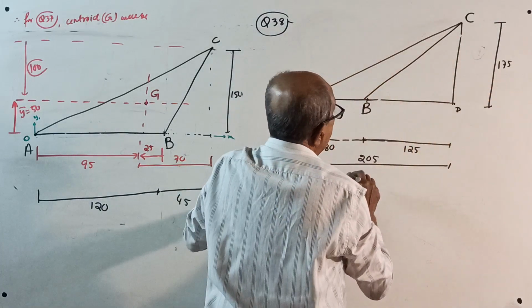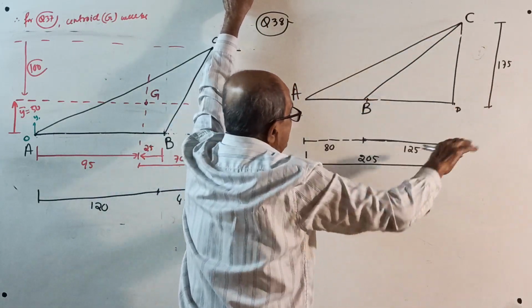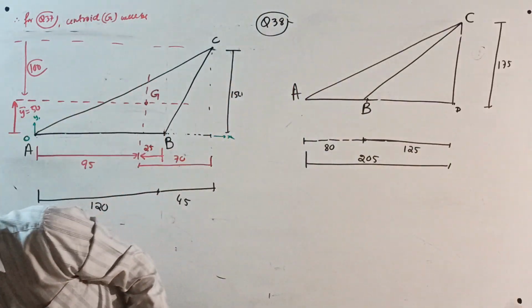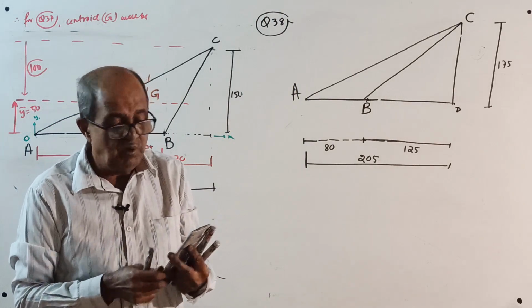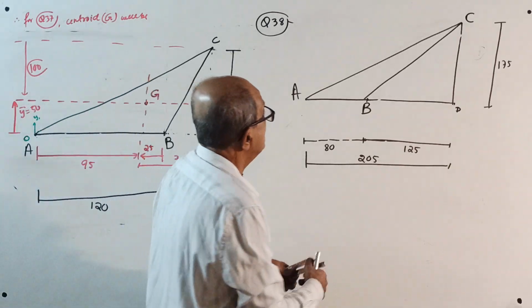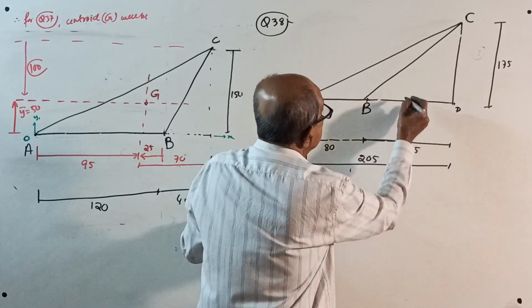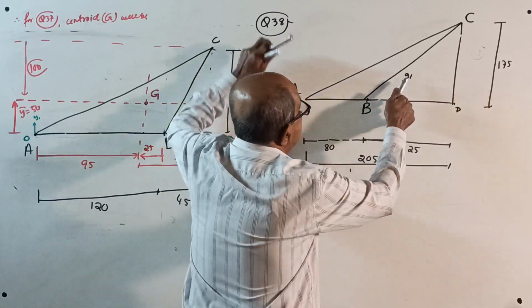Okay. Now, for the full triangle, the centroid is on this side, 2/3 of 205 will come. 2 by 3 of 205 is 136. So the centroid will come somewhere here. See, the full base is divided into 3 parts. This is centroid G1. See, G1 means what?